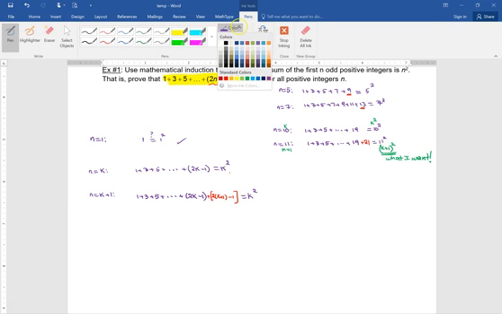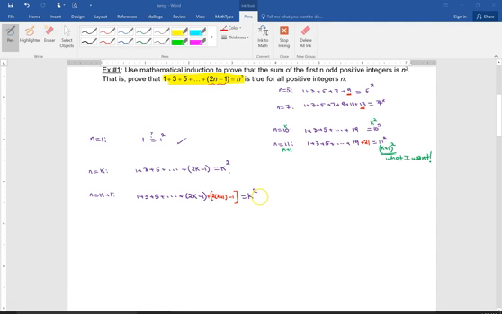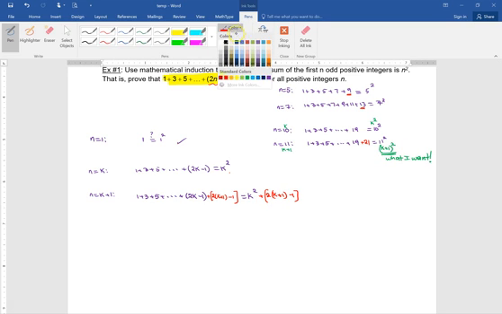Now, this is an equation. Can I just add something to one side of the equation and not add it to the other side? No. So whatever I added here, I have to add to this side. Now, I said that the right side of the equation has to equal k plus 1 squared. Well, let's just see if it does.